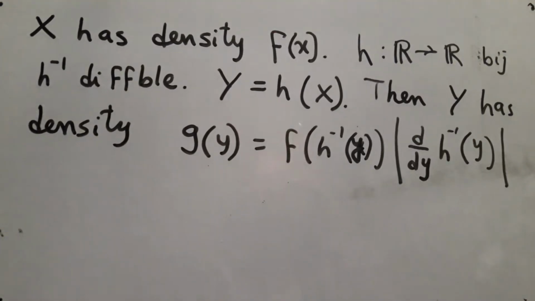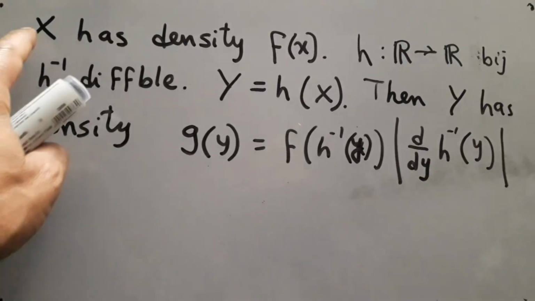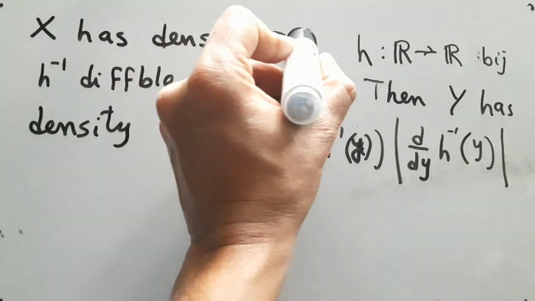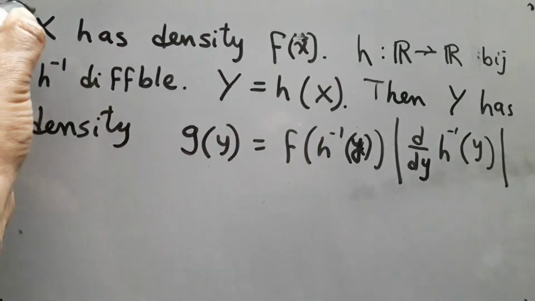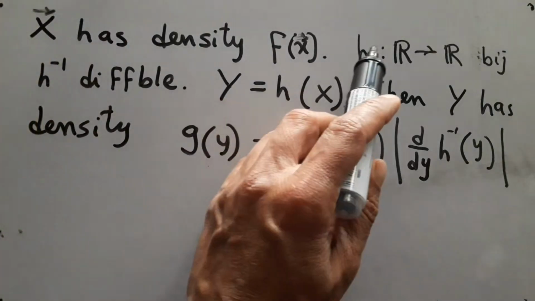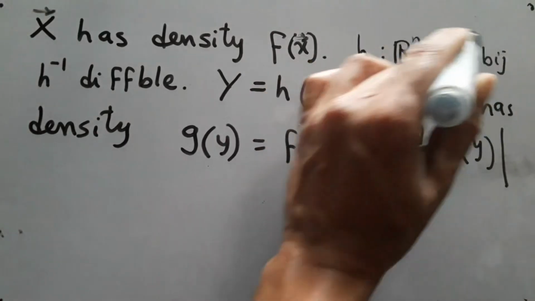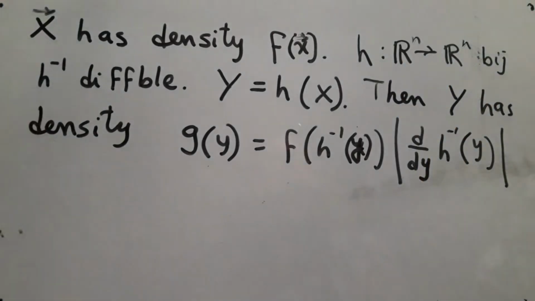Now we plan to generalize this to multivariate setup where this x will be a random vector. This will have a joint density, so I will put an arrow on top of it. So this h will be also from some Rn to Rn. H inverse still makes sense, bijection still makes sense.